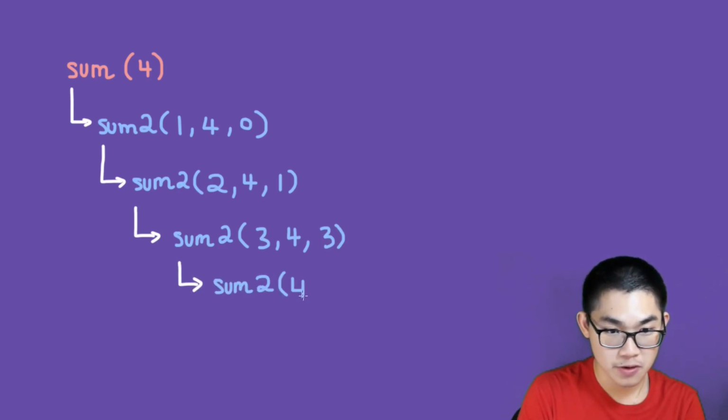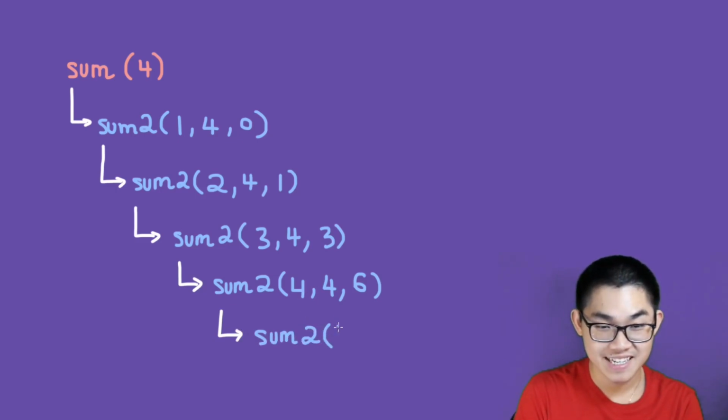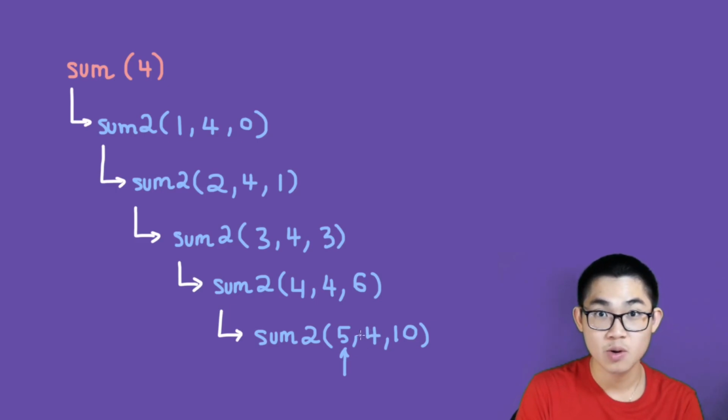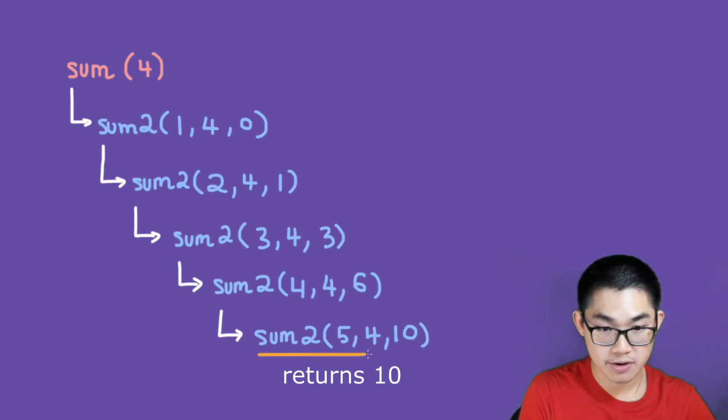This becomes number 4. Over here, this is number 4 as well. And as for this number, 3 plus 3 gives you 6. So this is 6. Finally, the first parameter becomes 5. The second one always stays the same. And the last one is 6 plus 4, which is 10. And at this point, we can see that this number is larger than this number, which means we have to stop and return the total sum that we found, which is number 10.